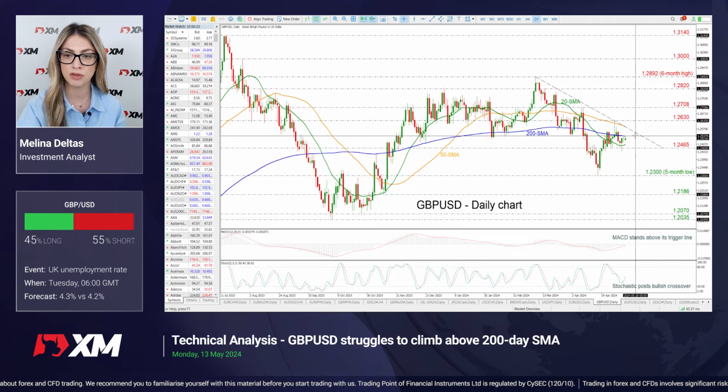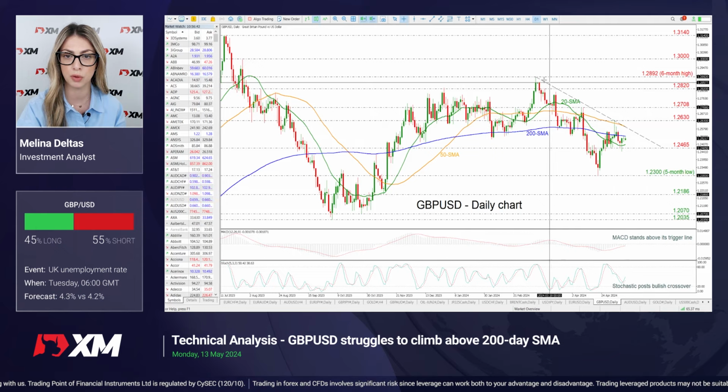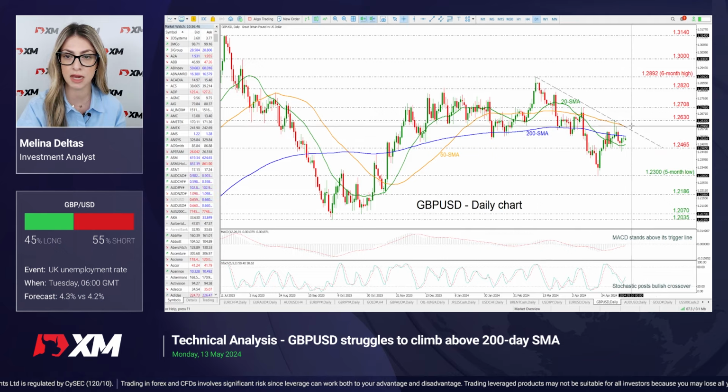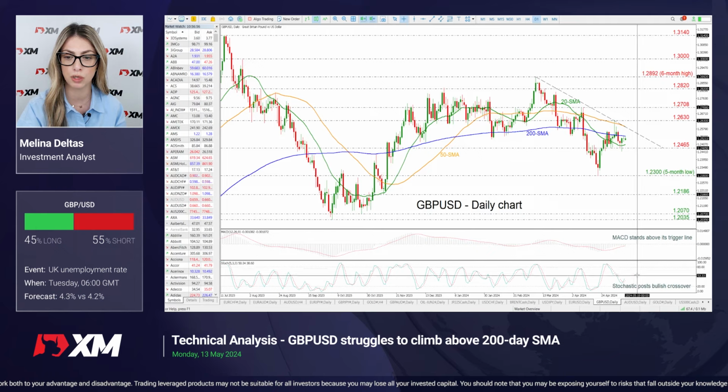1.2537. And if there is a successful move above it, then it may head towards the 50-day SMA at 1.2593, which is also overlapping with this falling trend line. A penetration of these lines here, then it may move towards the 1.2630 and the 1.2708, which is also confirmed by the technical oscillators, which are pointing upwards.